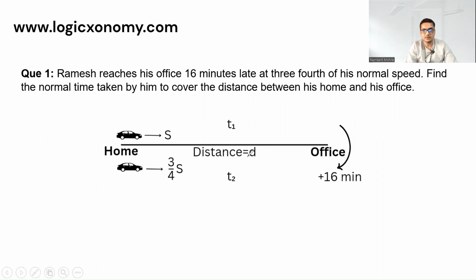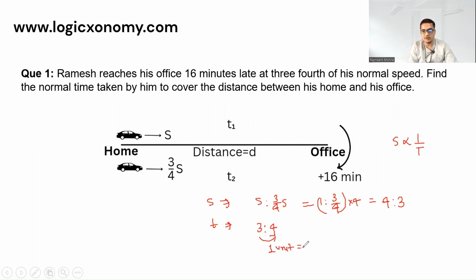In method 2, as we know, when distance is constant, then speed is inversely proportional to time. Here the ratio of speed is s ratio 3 by 4 s, which is equal to 1 ratio 3 by 4, multiplied by 4. Here the ratio is 4 ratio 3. Then the ratio of time is the inverse of speed, meaning 3 ratio 4. Here this time difference is 1 unit and the value of 1 unit is given, which is 16 minutes. And we have to find the normal time, which is 3 units. 3 units is equal to 16 into 3, which is 48 minutes.